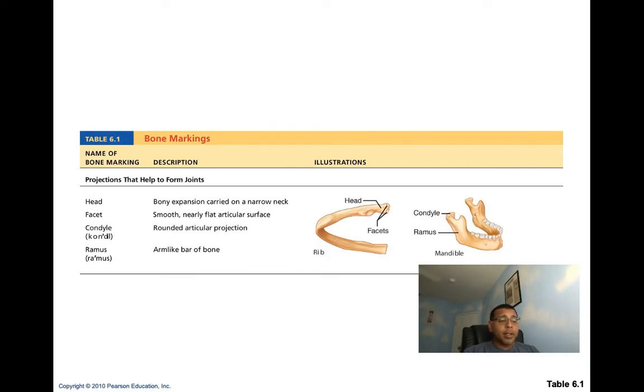Next, after the condyle, we've got a ramus. Ramus is the arm-like bar of the bone. Here you can see it's the arm-like bar of a bone. And then last we have facet. Facet is a smooth or nearly flat articular surface. So right in here you can see a smooth, nearly flat articular surface.